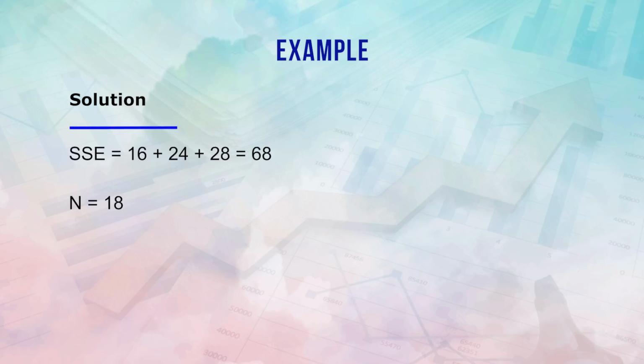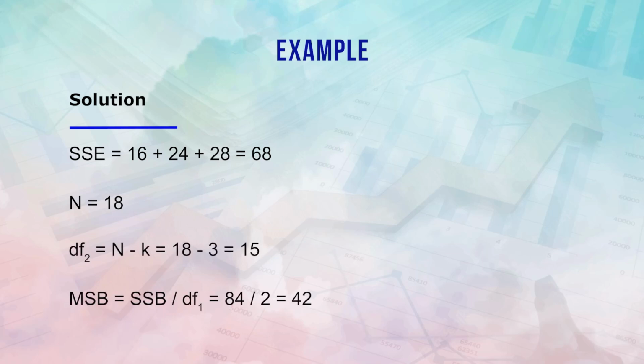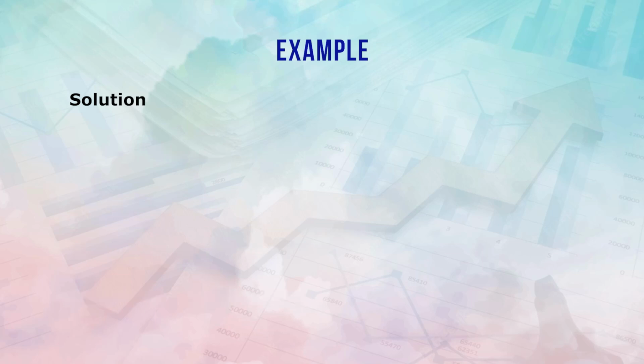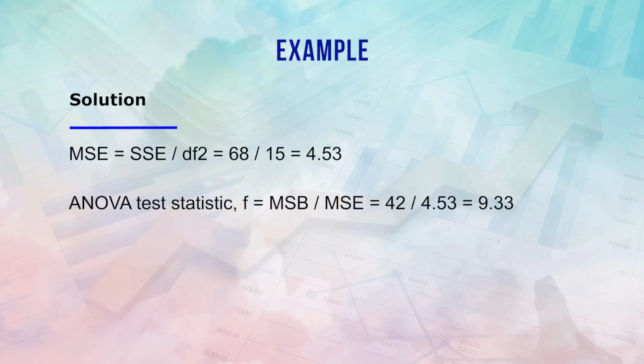Capital N is 18, so that is the total number of observations. So the degrees of freedom for SSE will be n minus k, as we have seen earlier, so it comes out to be 15. Now dividing the sum of squares by the corresponding degrees of freedom, we get the mean sum of squares. So we have the mean sum of squares between groups and the mean sum of squares due to error. And the test statistic F will be MSB by MSE, as we have seen. So 9.33 comes out as the value of the test statistic.